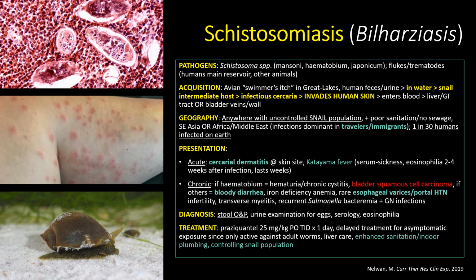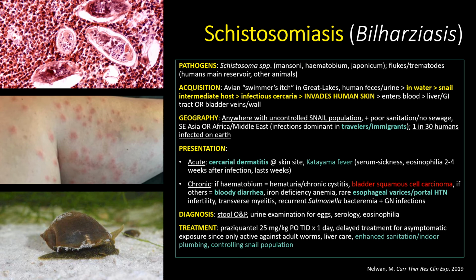Chronically, however, patients can have devastating consequences if they're untreated. With Schistosoma hematobium, schistosomes burrow into the bladder wall, causing a chronic cystitis with hematuria, and eventually causing a bladder squamous cell carcinoma, which is a rare bladder cancer histology if untreated.